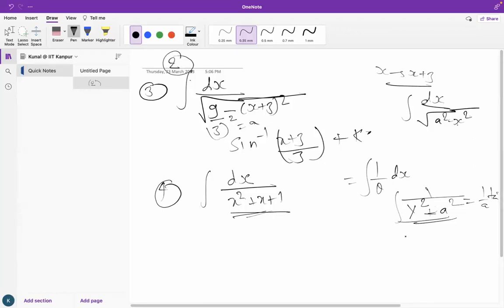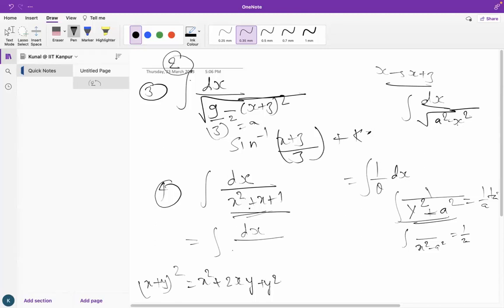Or we can convert it into the other form, like x square minus a square, whose integration is something like 1 by 2a ln, which we already read. So now move on to this problem. So how to do that? We use basic quadratic equation concepts to convert it into a perfect square. We know that if we write x plus y whole square, it is x square plus 2xy plus y square, right? So try to generate the form here.